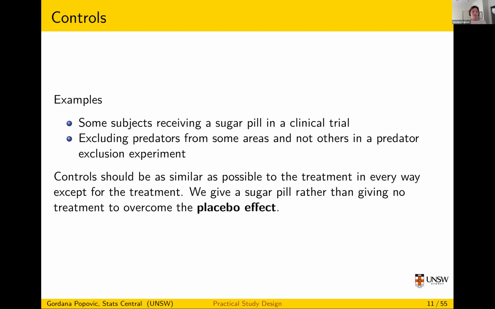So in clinical trials, people are given like a sugar pill and they don't know that they've gotten a sugar pill and they think they're being treated with a medication. In predator exclusion experiments, you might exclude some predators, but not others. And the other reason that you give a sugar pill to people is this weird thing called placebo effect, which probably most of you know about. But essentially, if you feel like you're getting treated for something, you get better physically and mentally in many ways, even if that treatment doesn't do anything. So this has to be accounted for.